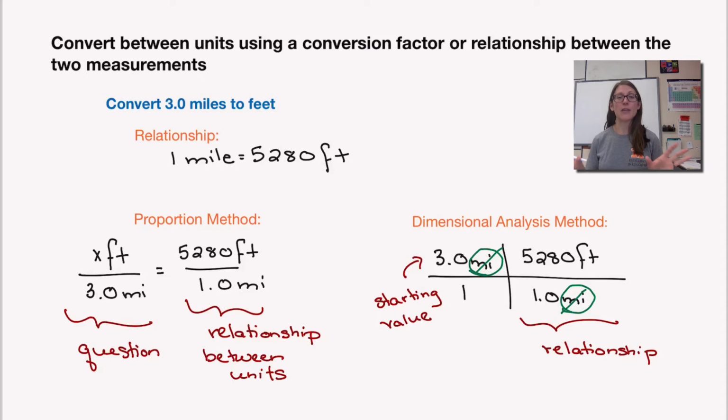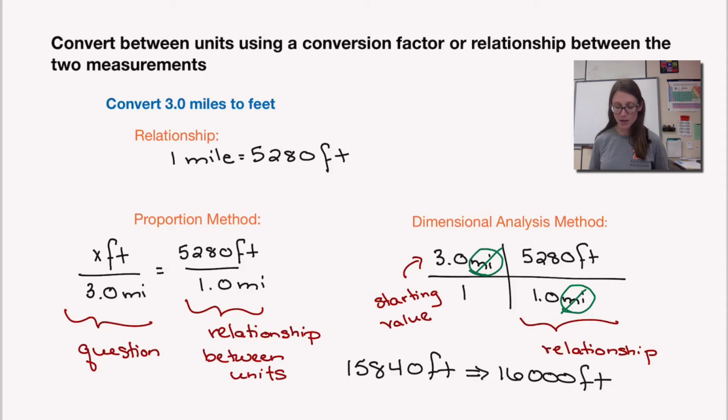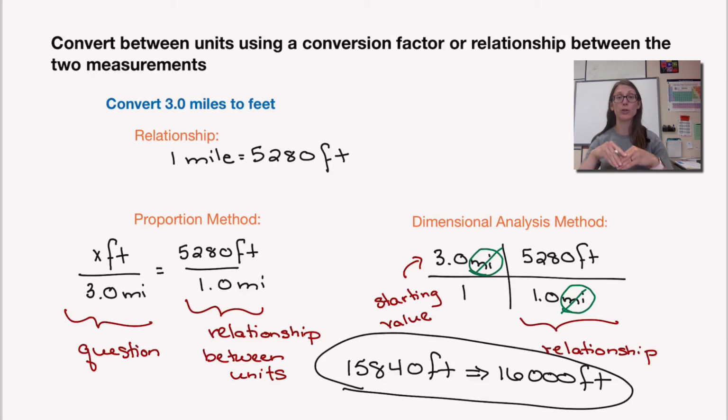And for either of these, now that they're set up, now you just do the math to solve them. So for the proportion one, you're going to cross multiply and solve for x. For the dimensional analysis one, you are going to multiply all the numbers that are in the numerator of your train tracks and divide by any numbers that are in the denominator. And when you do this, you'll get the same answer for both of them. And this is 1,840 feet. That's the number that comes out. With significant figures, you started with 2, you get 2 significant figures. And so this is 1,600 feet for your final answer, and that is for both versions.